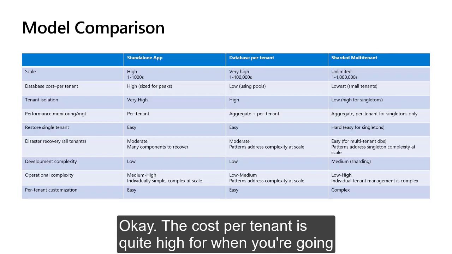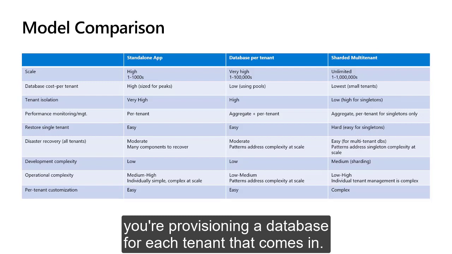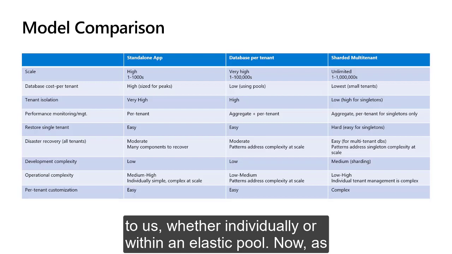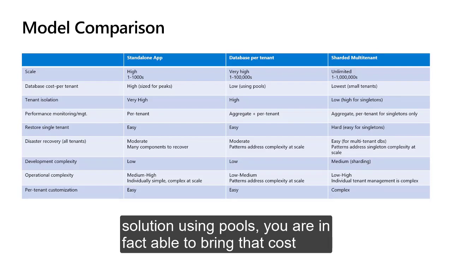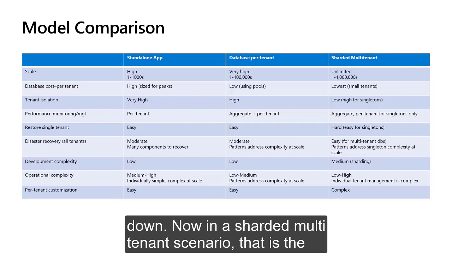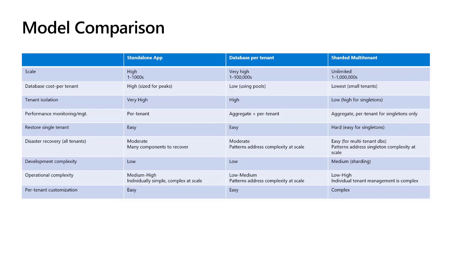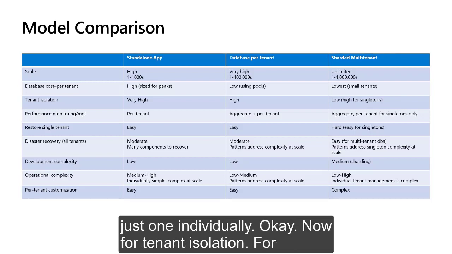The cost per tenant is quite high when you're going with a database per tenant for obvious reasons, right? You're provisioning a database for each tenant that comes in, and of course, each one of those databases needs to be allocated DTUs, whether individually or within an elastic pool. Now, as you go into the database per tenant scenario, into the second solution using pools, you are in fact able to bring that cost down. In a sharded multi-tenant scenario, that is the lowest cost because it's essentially the smallest number of databases that are going to be deployed out, if it's not just one individually.